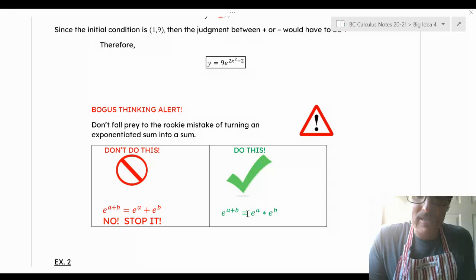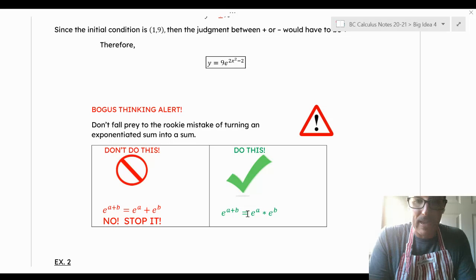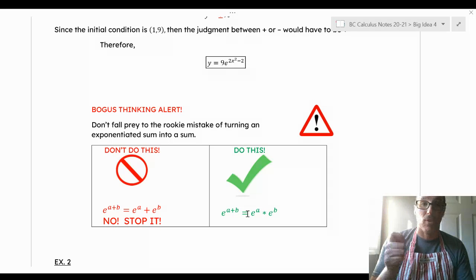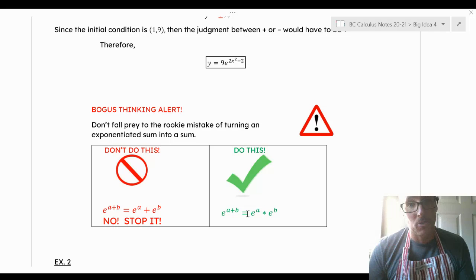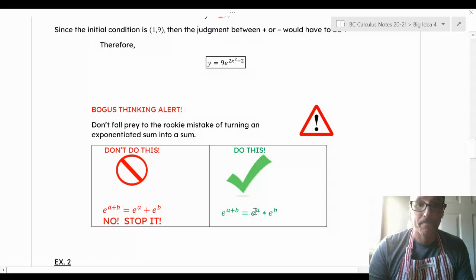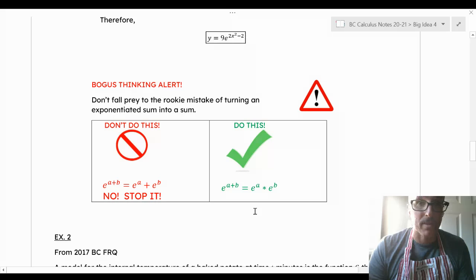You're going to see this a lot. So this is a mistake that is a bogus thinking alert. Don't go there. Make sure you have the right exponential properties and natural log properties in mind. You're going to see them a lot. That's a rookie mistake. Don't do that.